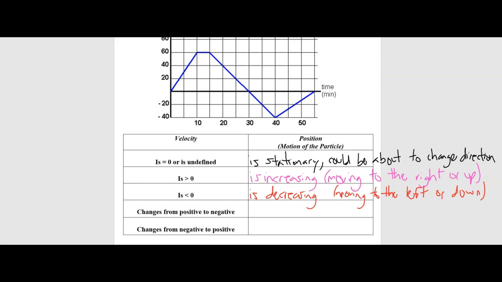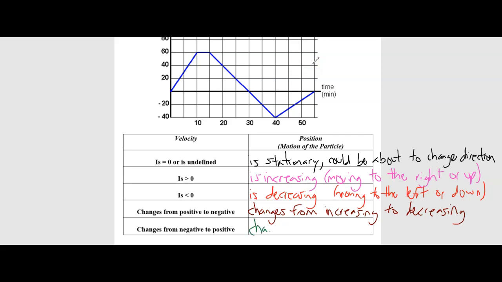When the velocity changes from positive to negative, the position function changes from increasing to decreasing, just like we would say for a regular function. If the derivative goes from positive to negative, there's a maximum, and the original function changes from increasing to decreasing. You could also think about it as the particle stops moving to the right and starts moving to the left, or stops moving up and starts moving down.